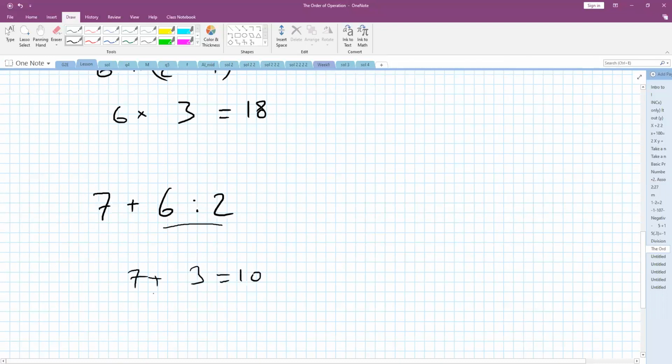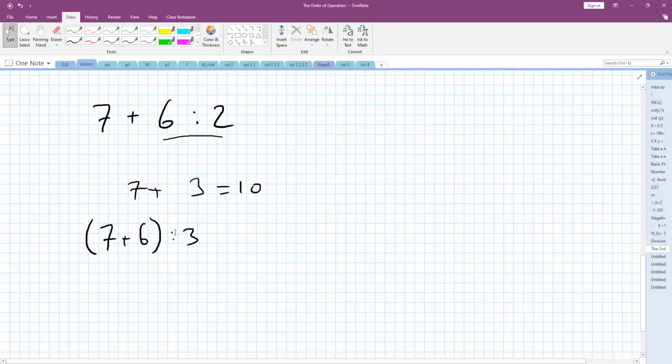Okay, good. Now, when you have something like this, I put a bracket here: (7 plus 6) divided by 2. So now what you have to do is what's inside the bracket first, which is 13. Oh, actually, it's divided by 2. So now you have 13 divided by 2, which is 6.5.